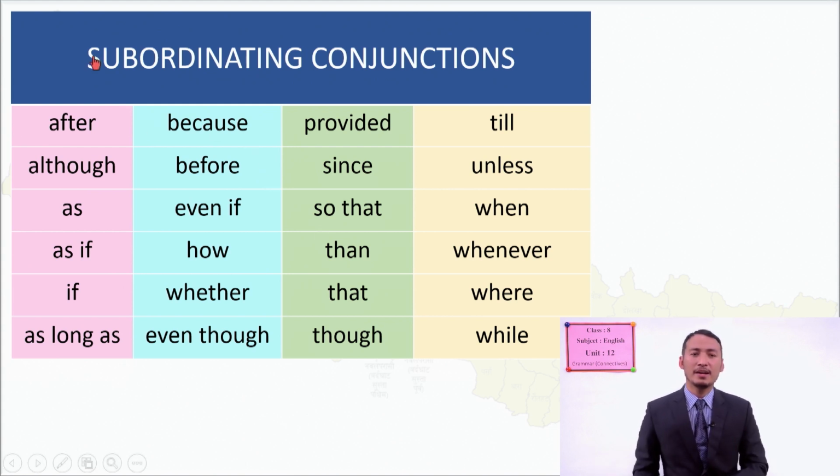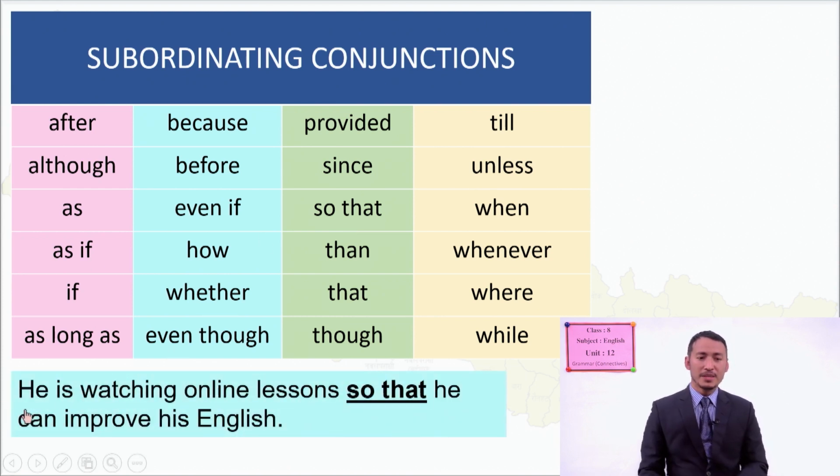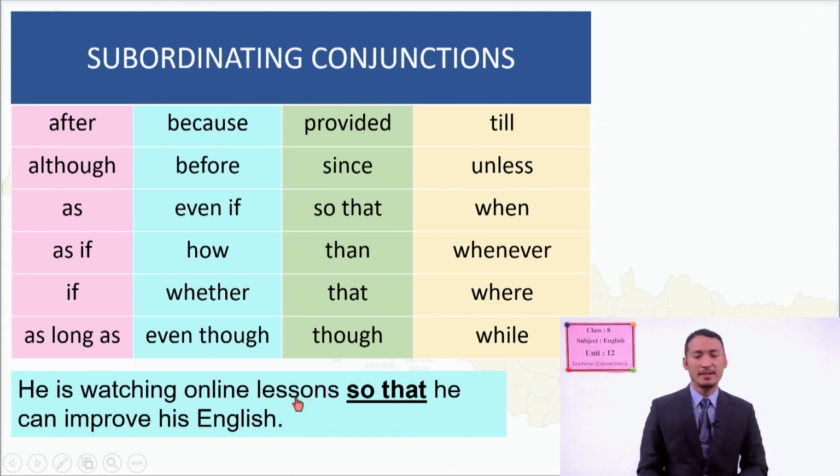So we call these subordinating conjunctions because these conjunctions play the role of a subordinating clause. Okay, students, now let's move. There is one example here. He is watching online lessons so that he can improve his English. Look, he is watching online lessons. This is the main clause, and so that he can improve his English is another dependent clause. So that's the subordinate clause.